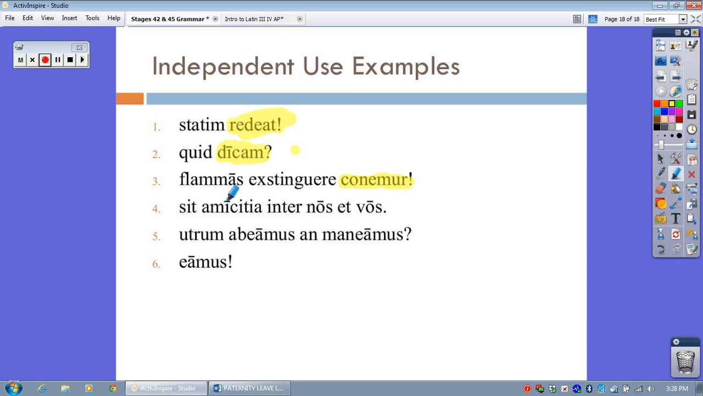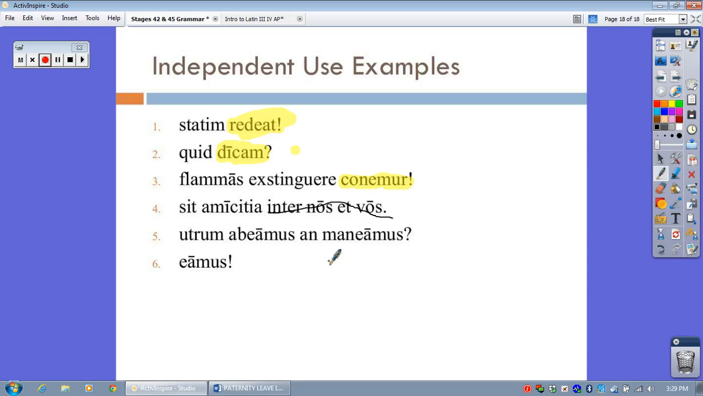How about this next one? Sit amicitia inter nos et vos. You have a prepositional phrase there, inter nos et vos. That means between, basically between you and us. Amicitia means friendship. That's going to be our subject. And we have sit, which is the present subjunctive form of est. So the subject is amicitia, friendship. That's third person, so it's not going to be hortatory, because that would be first person. It's not going to be a deliberative question, because we're not asking a question. Therefore, it'll be jussive. Let there be friendship between you and us.